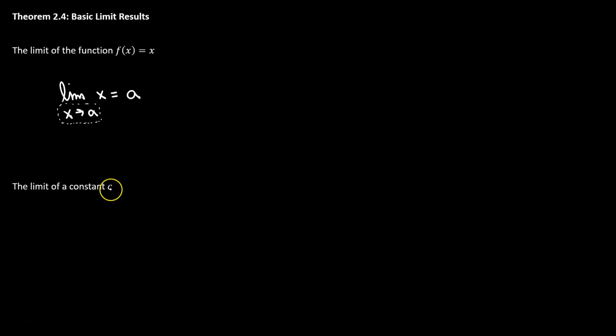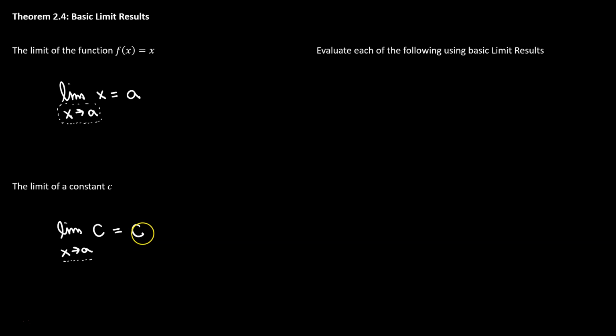Next, we look at the case where we're looking at the limit of a constant. So if we're looking at the limit of some constant c, and we let x approach a number like a, well, constant is constantly constant. It doesn't change. It doesn't matter if x is approaching a. This constant does not depend on x. So the result is the same constant. It's constantly constant.